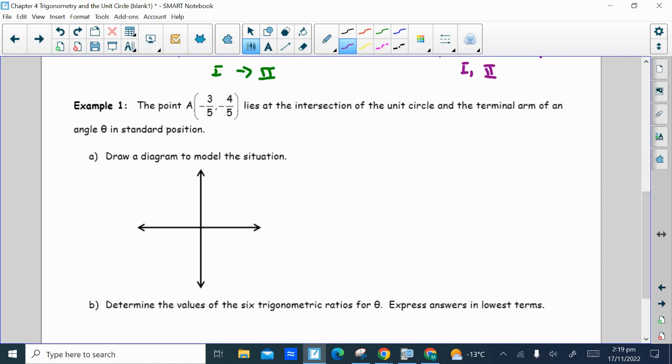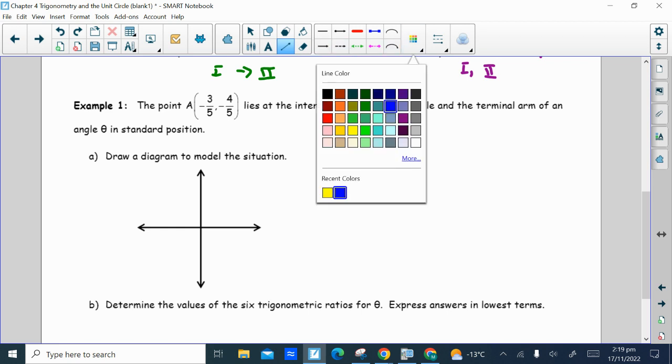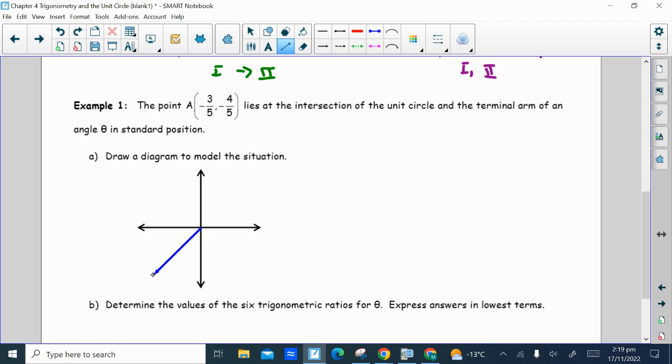Okay, this first example says the point A with those coordinates lies at the intersection of the unit circle and the terminal arm of an angle in standard position. So because both of those components are negative, that puts us in the third quadrant, somewhere in that third quadrant. That is the point negative 3/5, comma, negative 4/5.